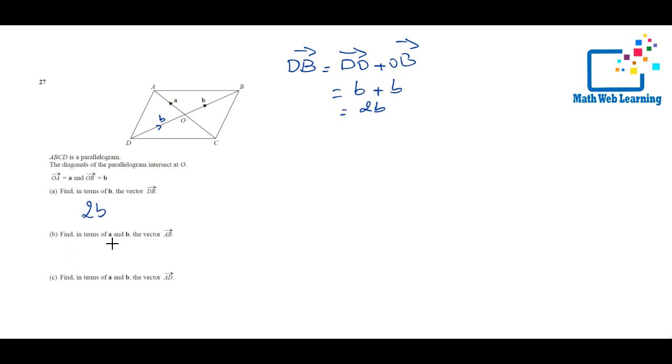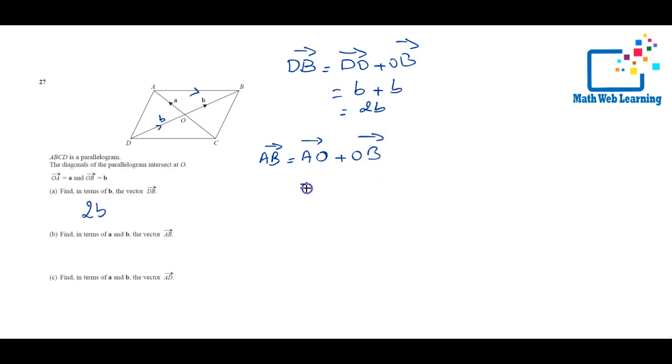Part b, find in terms of a and b the vector A to B. This vector here. Again, the same thing. I like to write down my vectors. How do I get from A to B? So I need to do A to O. I need to go from A to O. I need to go through the origin. Always you do that. Plus, and then from O to B.